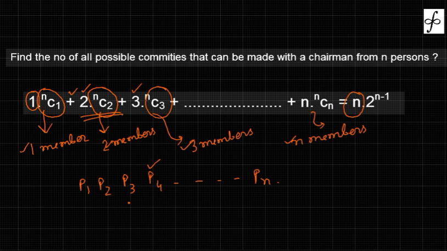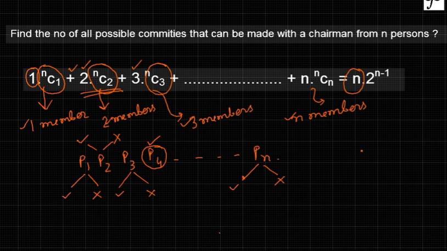Now how many persons are left? If P4 is gone, then n minus 1 persons are left. For every one of those n minus 1 persons we have two possibilities: either we select that person in the committee, or we do not select the person. Similarly for P2, either we select that person in the committee or we do not. Similarly for P3, and finally in this way for Pn, either we select in the committee or we do not.